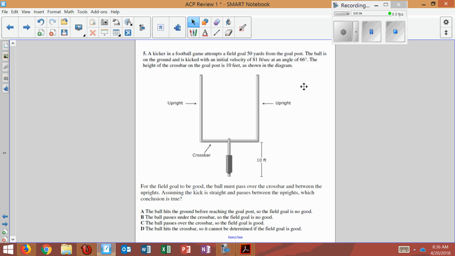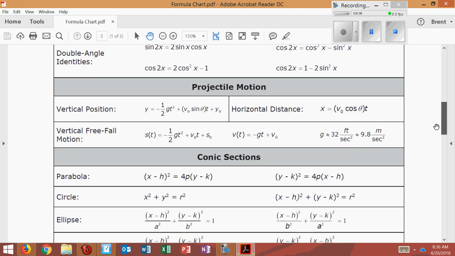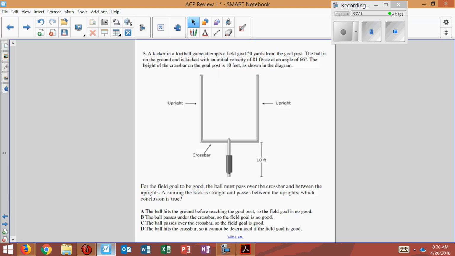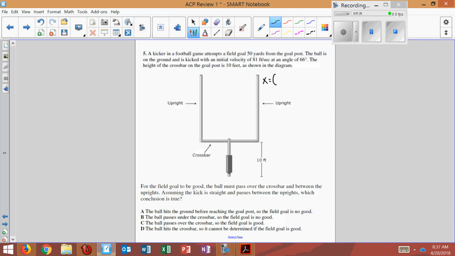This is going to be parametric motion. So I'm going to go over here to our formula chart, and if we look down on projectile motion, which is parametrics, we get these two equations. These are the equations we're going to use. So I'm going to copy these down real quick. We have that x equals, let's go back over here and look at it, parentheses, the v naught, that just stands for the original velocity, times the cosine of the angle, times t.